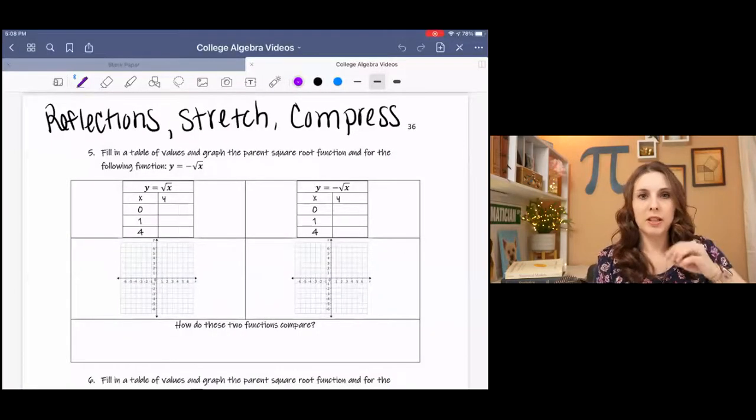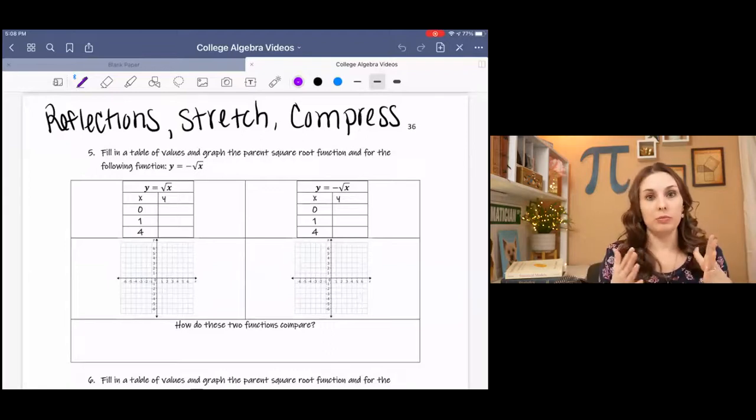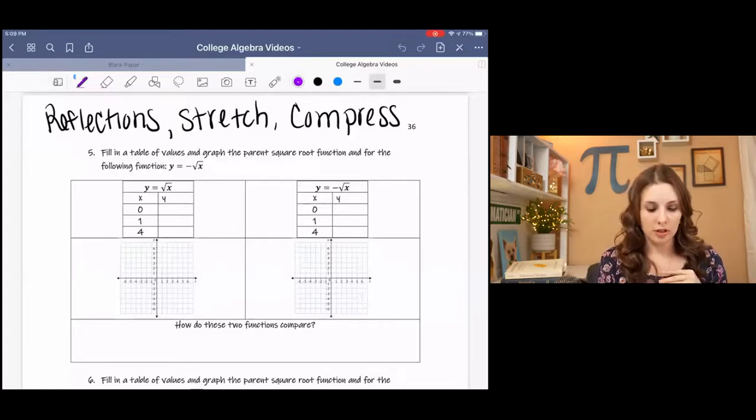Also, at the very end of this lesson, we'll be looking at combining maybe not all of them, but most of the components of transformations into one function so you can see what things need to be done first. First, we're going to look at reflections, and to help us figure out what's happening with these reflections, we're going to do a table of values and then compare the graphs.